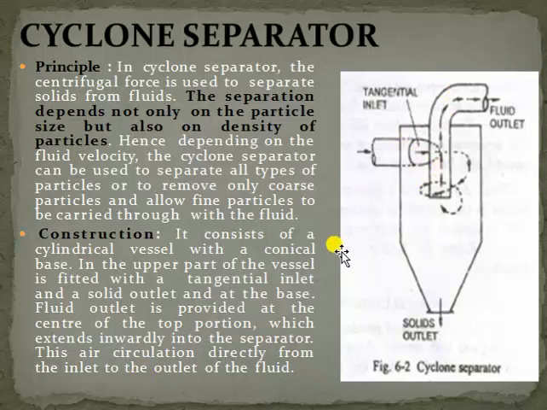The air circulates directly from the inlet to the outlet of the fluid. Once the air enters the cyclone, cyclone movement occurs and the remaining fluid or gases pass out. This is the simple construction of the cyclone separator.